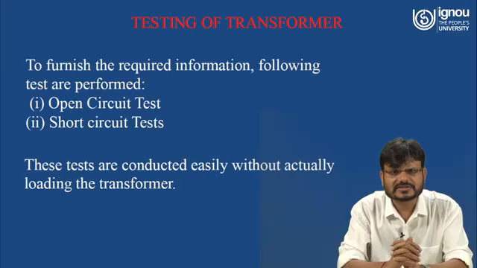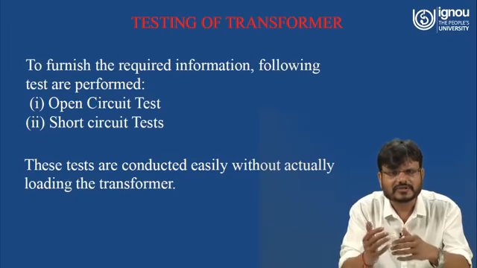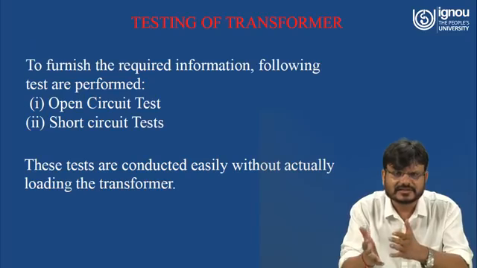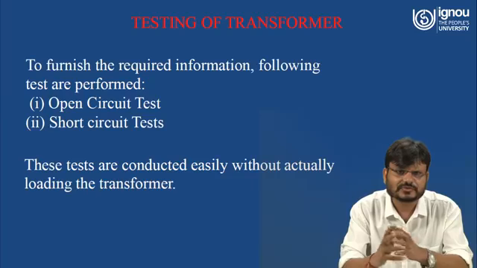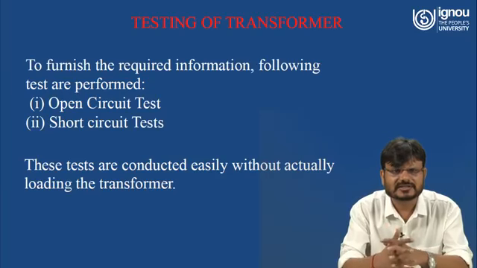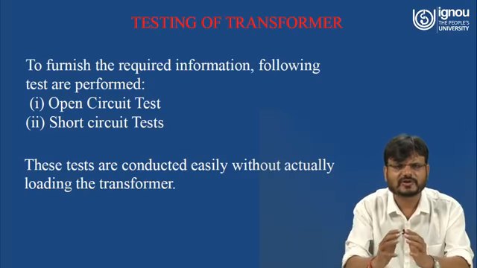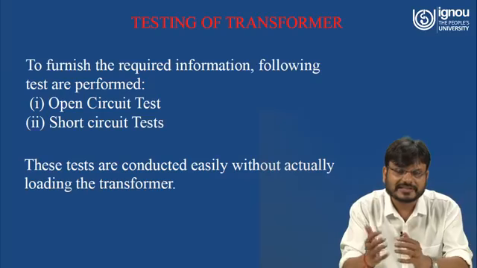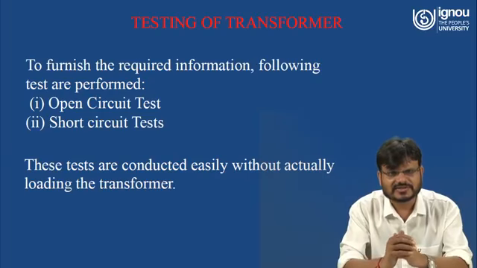Now we are going to discuss testing of the transformer, how transformers are tested. That means how you can calculate the iron losses and copper losses, or you can say variable losses. To find these losses, two tests are performed, called the open circuit test and the short circuit test. The open circuit test is performed for finding the iron losses, that means eddy current losses and hysteresis losses, and the short circuit test is performed to calculate the copper losses at full load.